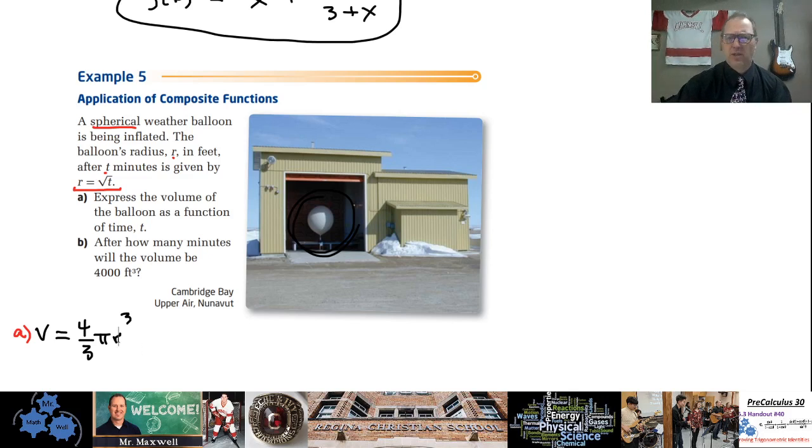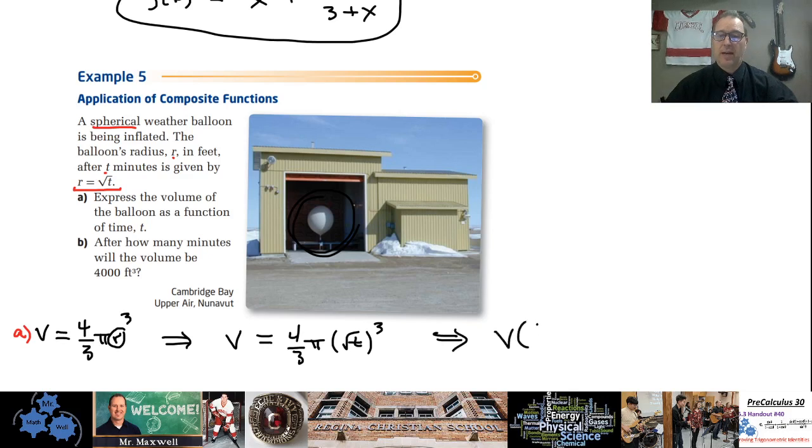And so that's in terms of r, isn't it? That's what we know, maybe the first thing that comes to your mind. But we can't have this in terms of r. We don't want V of r, we want V of t. So now you have to put the r function inside the V. I need to replace this part, don't I? So V equals 4/3 pi, now what is r? Square root of t, cubed.